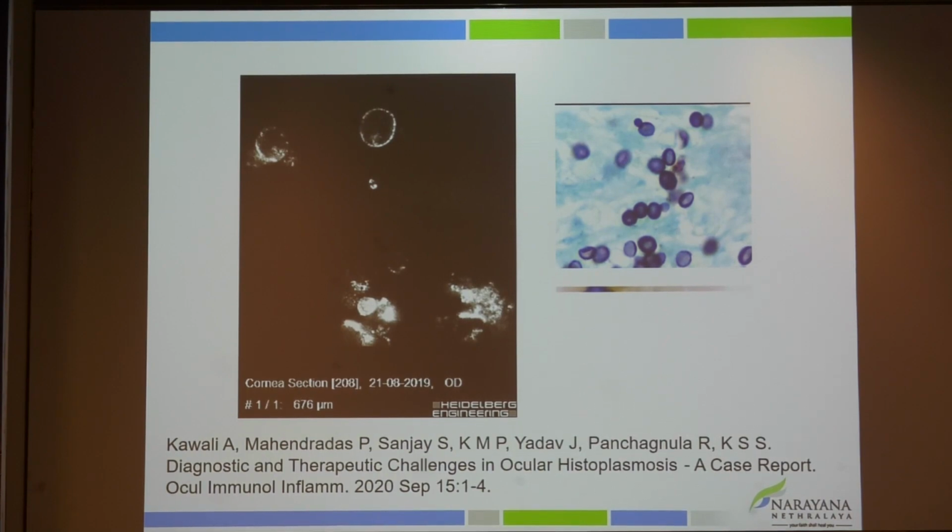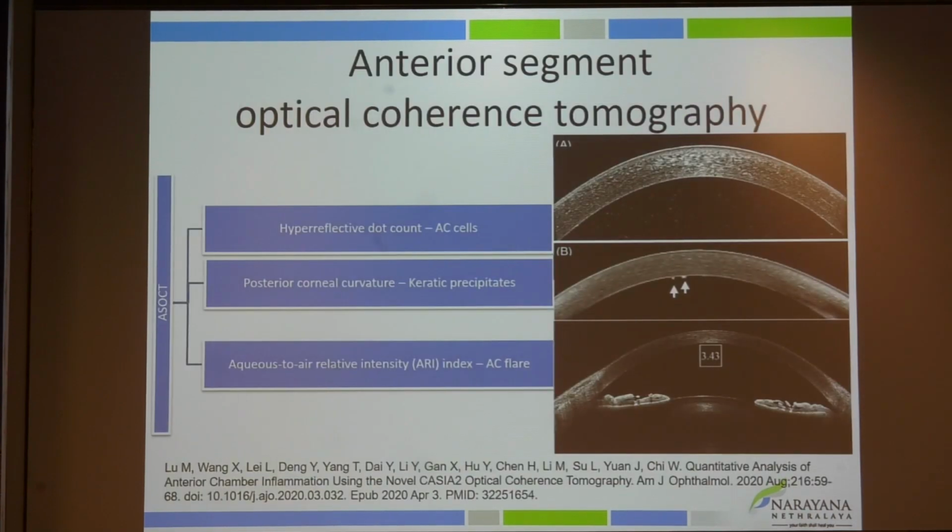Recently, we published a case of a patient who went to South America and came back. He had uveitis, diagnosed as ocular histoplasmosis. This is a confocal microscopy image showing the histoplasma cyst, and the patient responded well to treatment.